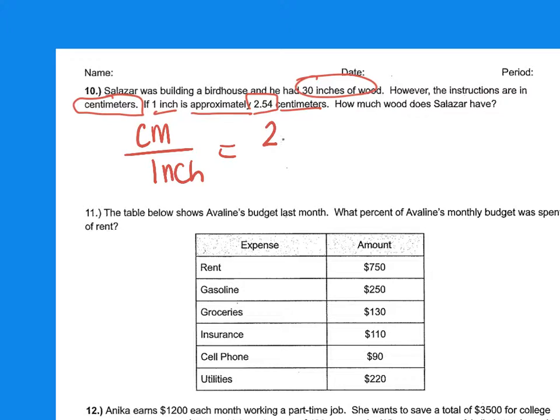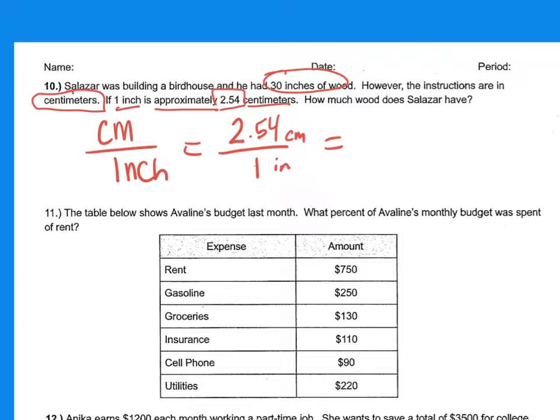And so 2.54 centimeters is 1 inch. That's what this scale gave us. What do we know about Salazar's situation, though? What does he have? He has 30 inches. So down here on my inches, I'm going to put 30, and I'm trying to figure out how many centimeters it is.